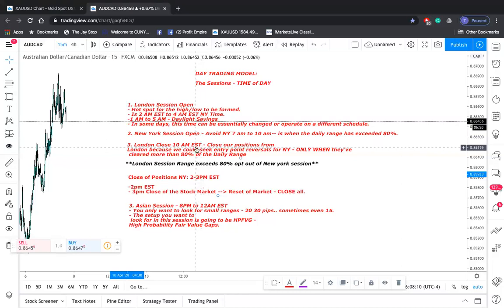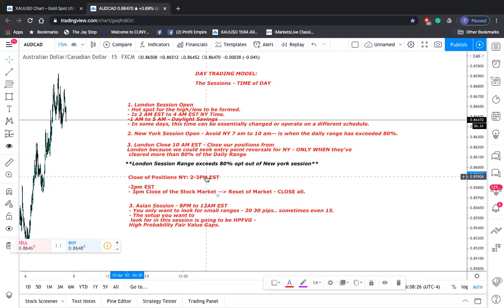So the second one that we're going to go over is the New York Session Open, and that's from 7 a.m. to 10 a.m. Now you want to avoid the New York Session when the daily range in London has exceeded 80%. So when the London Session range exceeds 80%, you want to opt out of the New York Session.